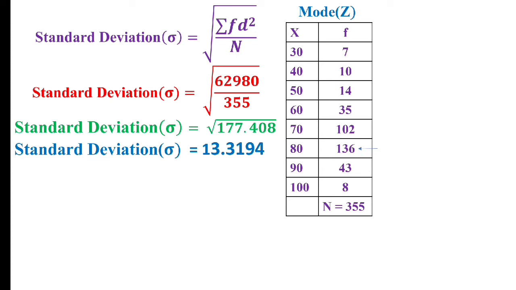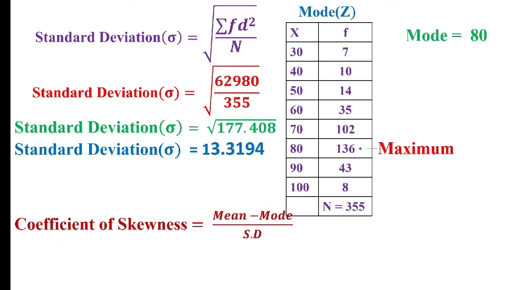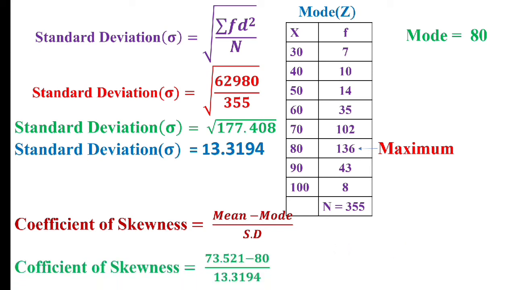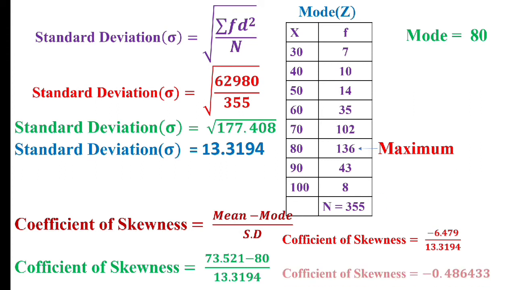Now we know the mean, mode and standard deviation. Use the formula: coefficient of skewness equals mean minus mode divided by standard deviation. So 73.521 minus 80 divided by 13.3194. Simplifying, minus 6.479 divided by 13.3194, we get minus 0.486433. Since we are getting a negative value, the given distribution is negatively skewed.